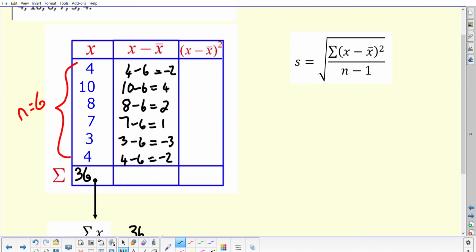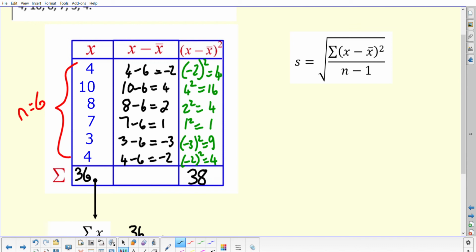But what you now need to do is make sure that you do in fact square all these numbers. So -2 squared is +4. 4 squared, of course, is 16. 2 squared is 4. 1 squared is 1. -3 squared, make sure you put brackets around it, and -2 squared is +4. So again, we need to be adding all of those values. If you've added them all up, you will find that they come to 38.